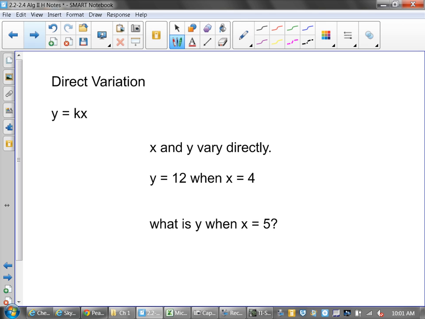Here is a new topic. This might be new to you. I don't know if you guys have ever dealt with this in the past. Have you ever heard of a thing called direct variation? No. All right, cool. We're learning something new today.